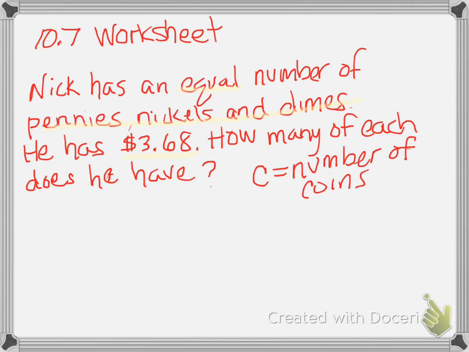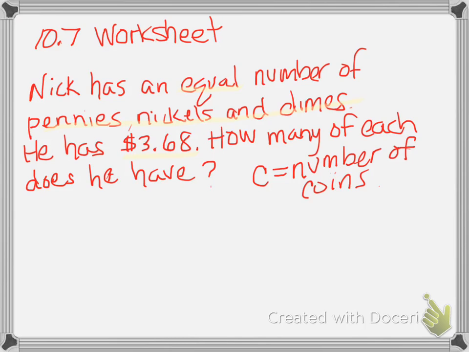The reason I'm not using an N for nickel, a P for penny, a D for dimes is you won't be able to solve an equation that has multiple variables in it. So we want an equation that has one variable consistent all the way through. We can look at the relationship between pennies and nickels and dimes. And since they're all equal, I can just say C is the number of coins. So if I know I have 2 dimes, it's going to be 10 cents times 2. If I have 5 dimes, it's going to be 10 cents times 5.